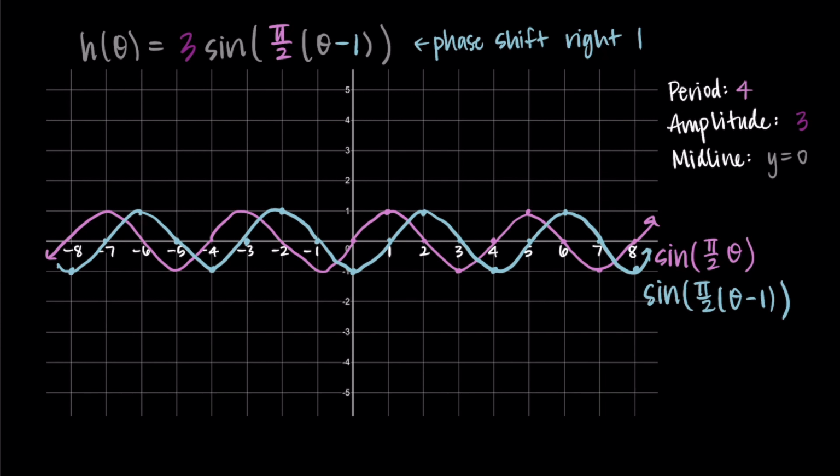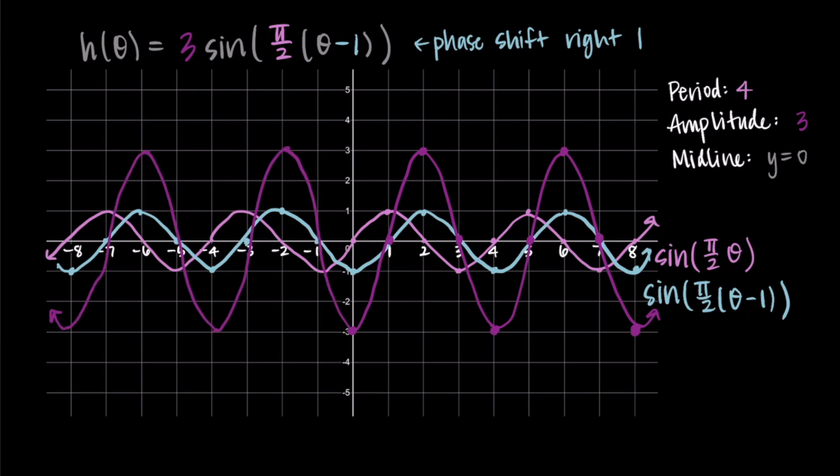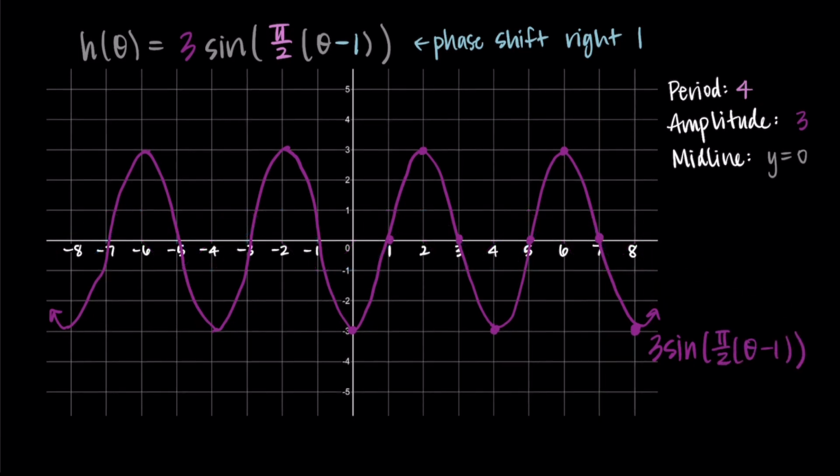Okay, and then the last bit is just to change our amplitude. So the amplitude needs to be 3, and so I'm going to see all these points, the maximums and minimums, and just think about pulling them up to 3 or down to -3. And once I've drawn these new points, I can connect them again, and we have our final graph, which is 3 sine of pi over 2 times theta minus 1. And there we go. We did it. That is our final transformation.